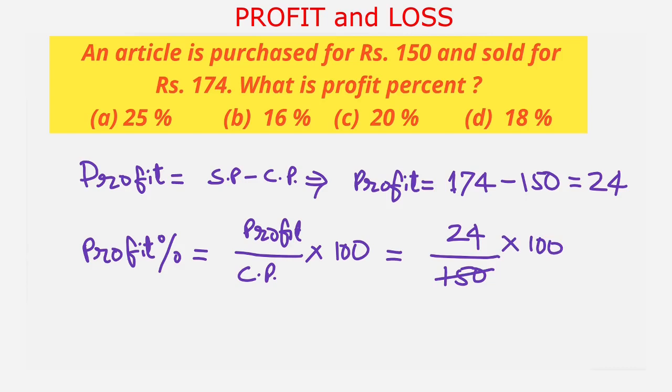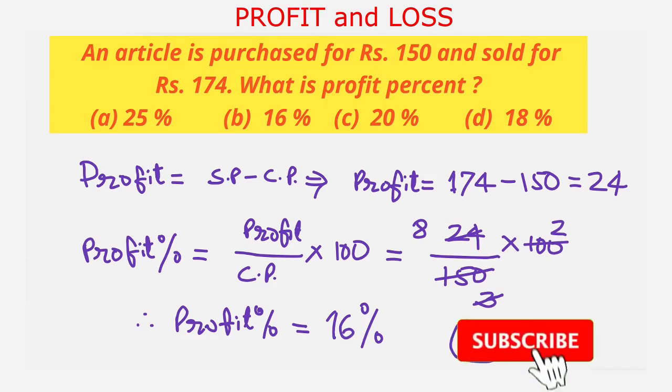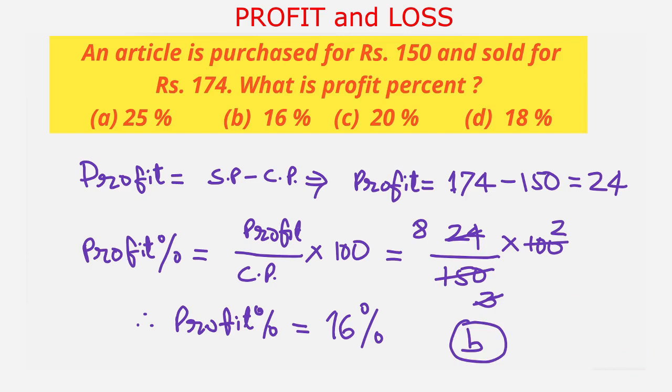150 is cancelled by 50 for 3 times and 100 for 2 times. And 3 cancels 24 for 8 times. Therefore, profit percent equal to 8 multiplied by 2, that is 16%. And from the given options, answer is option B. I solved this question from very scratch, explaining what profit is, what SP is, what CP is, how much profit gained, and what is profit percent. We go to the next question.